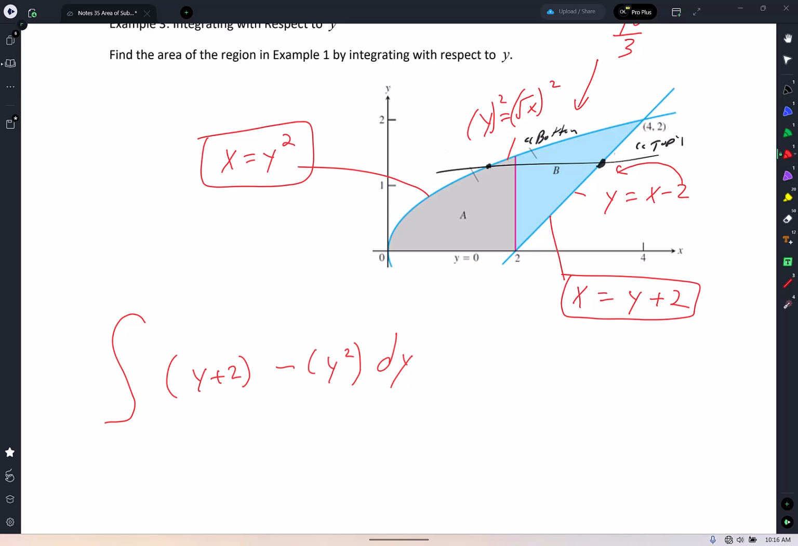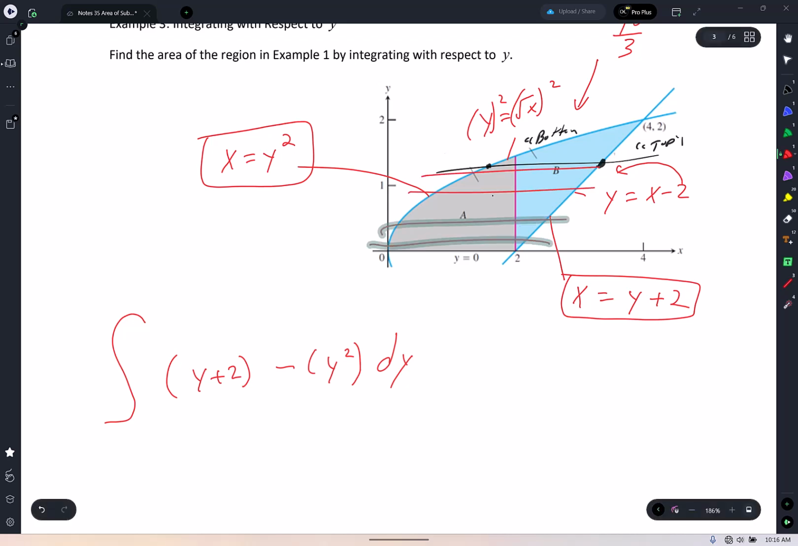Did that make sense? Tell me, guys. Upper minus lower. I need this in terms of y. There it is. x equals y plus 2. That turns into y squared. I haven't put limits. I'm adding them up in terms of y. Because everywhere you go, no matter how you slice it, that line's always on top, quote unquote.